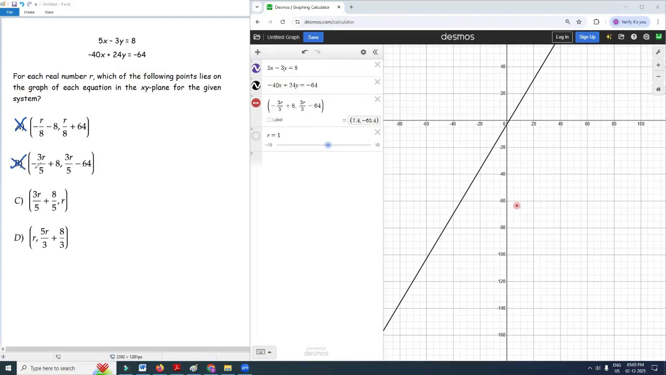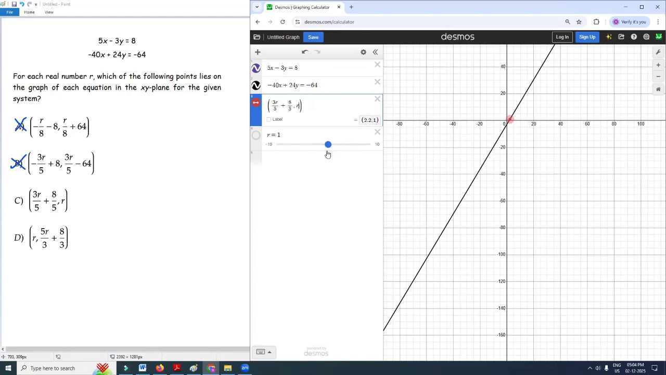Now let's consider the point in answer choice C. Let me take that point in Desmos. It is 3r/5 + 8/5, and the y coordinate is just r. Let me erase and take r as the y coordinate. Here, when r equals 1, we can see the point on the graph.